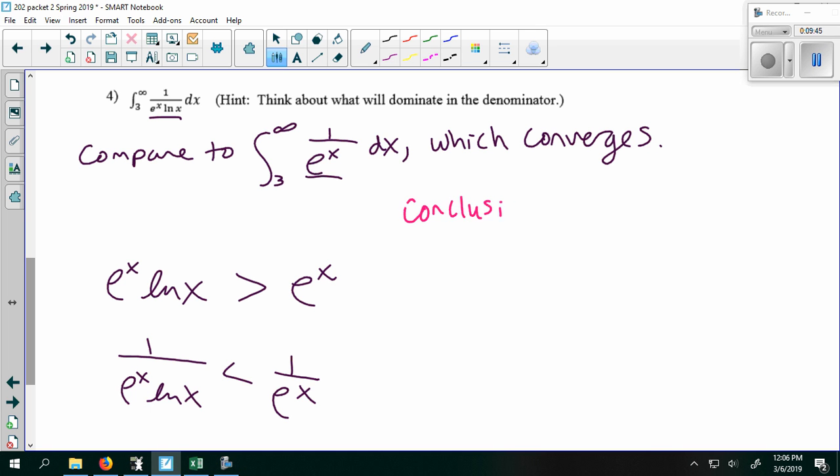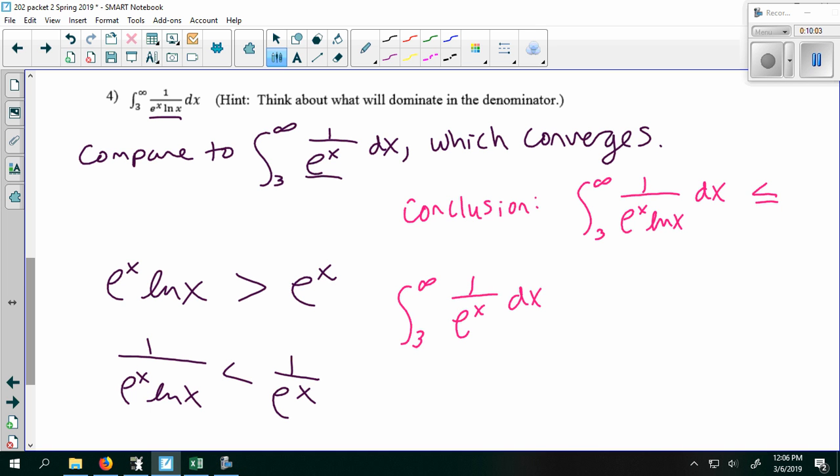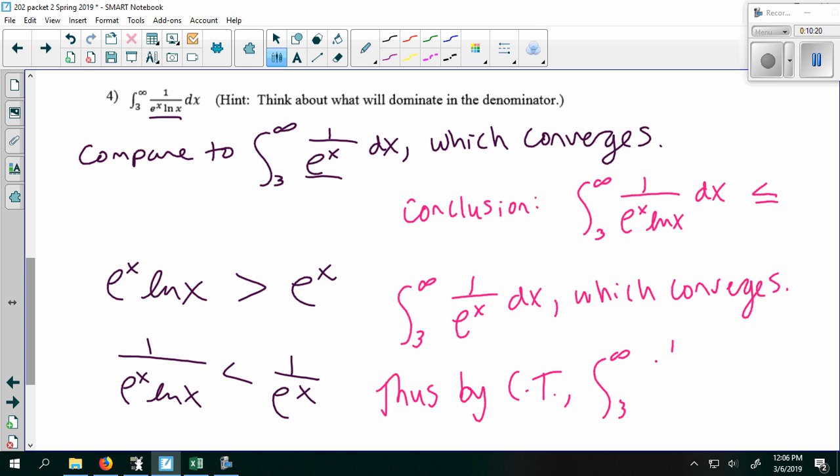So the conclusion is that my integral from 3 to infinity of 1 over e to the x ln x dx is smaller than the integral from 3 to infinity of 1 over e to the x dx, which converges. Thus my integral must converge also. By the comparison test, the integral from 3 to infinity of 1 over e to the x ln x dx also converges.